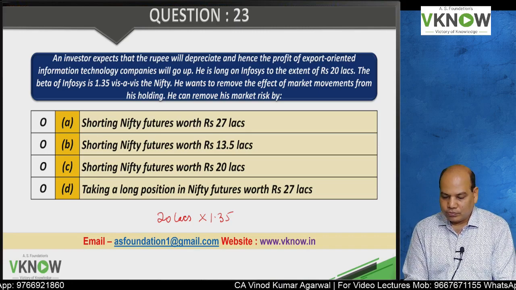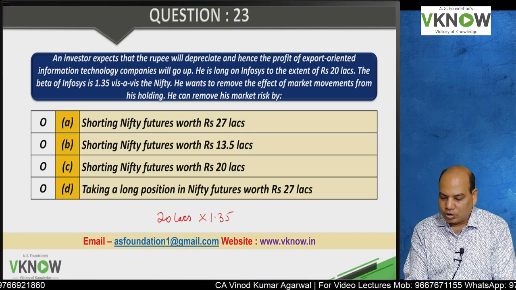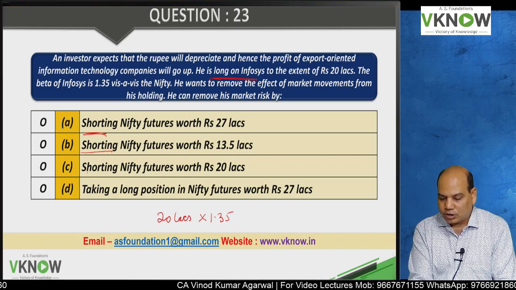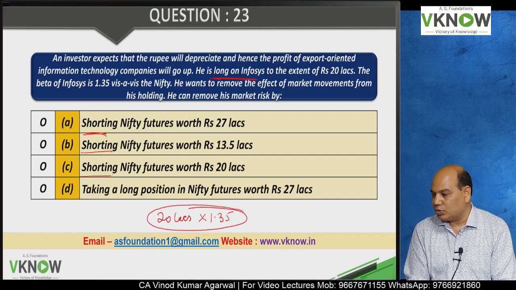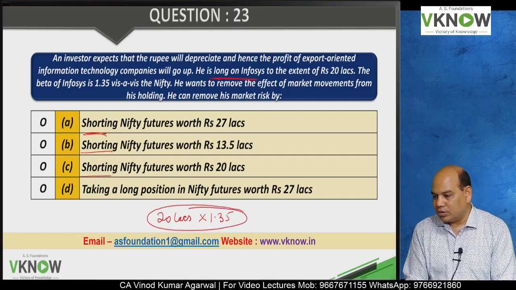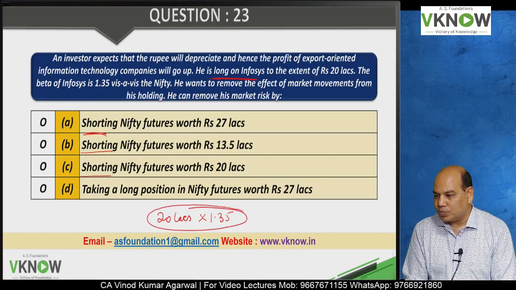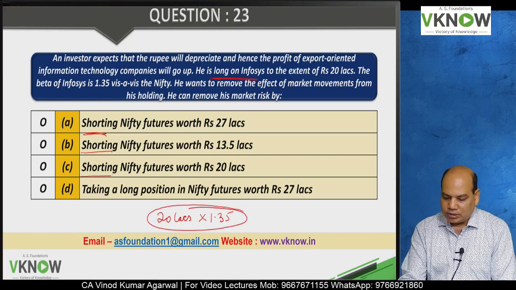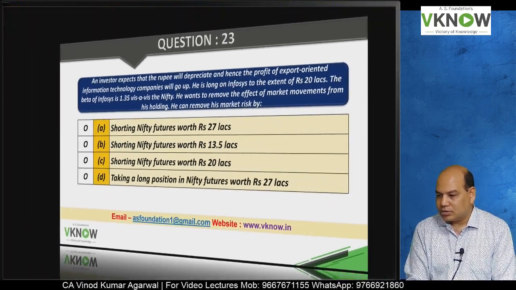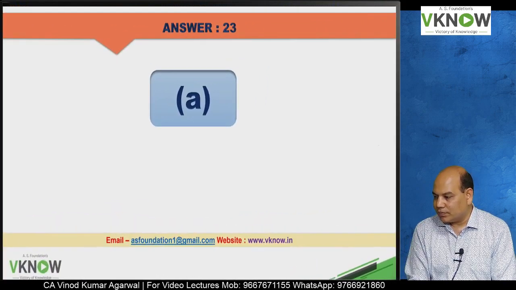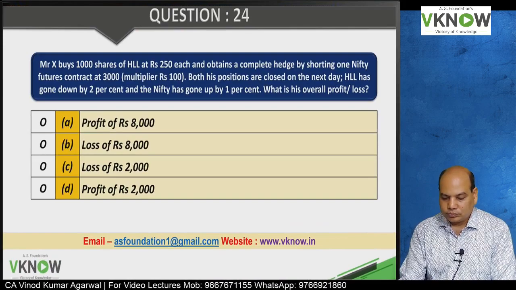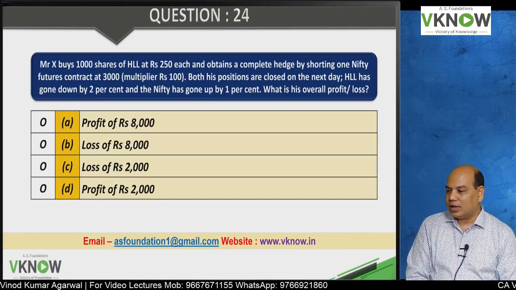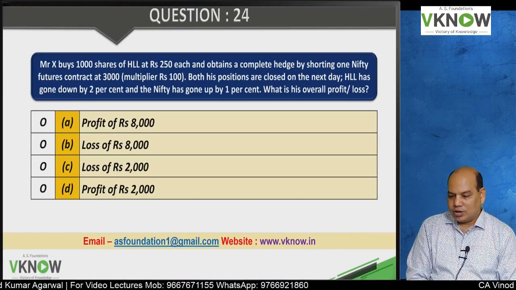What he should do? If he is long on the stock, he should go short on the future. So there are three options with short, and the amount of Nifty future to be shorted will be value of spot position into beta. Answer is 27 lakh. Tick mark option A, you are right. Very good.